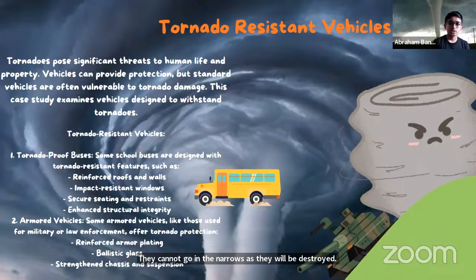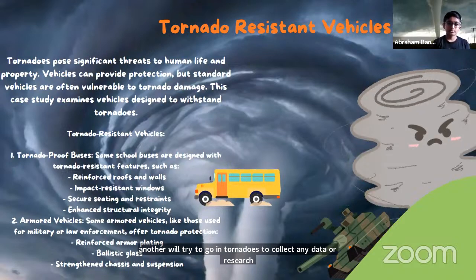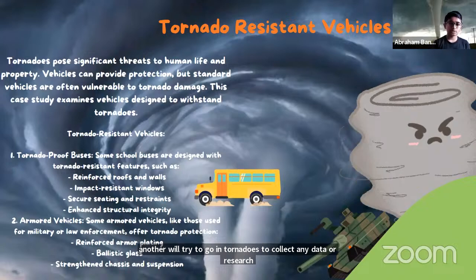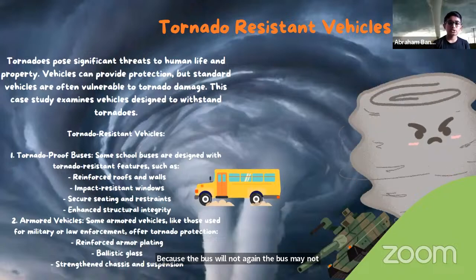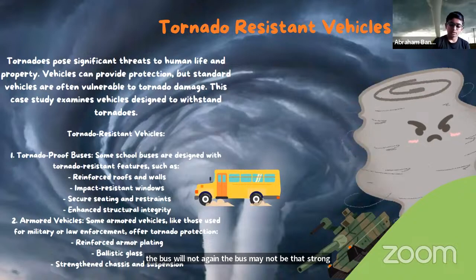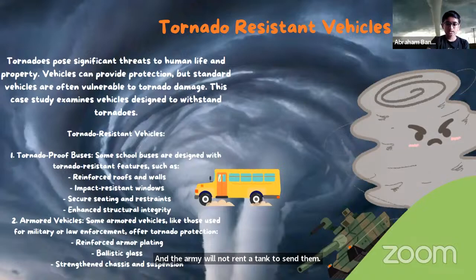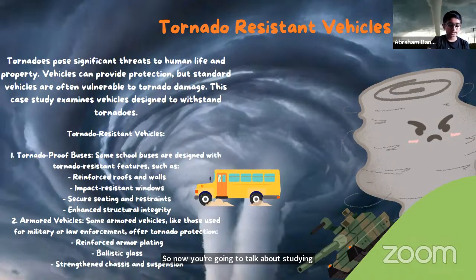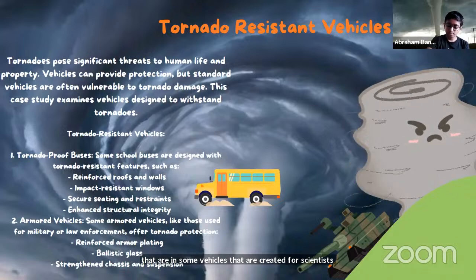They are strong enough to withstand tornadoes, but none of them will try to go into tornadoes to collect any data or research. And they cannot be rented out by people to do that, because a bus may not be that strong, and the army will not rent a tank. So now we're going to talk about some vehicles that are created for scientists, people who want to discover, and storm chasers.